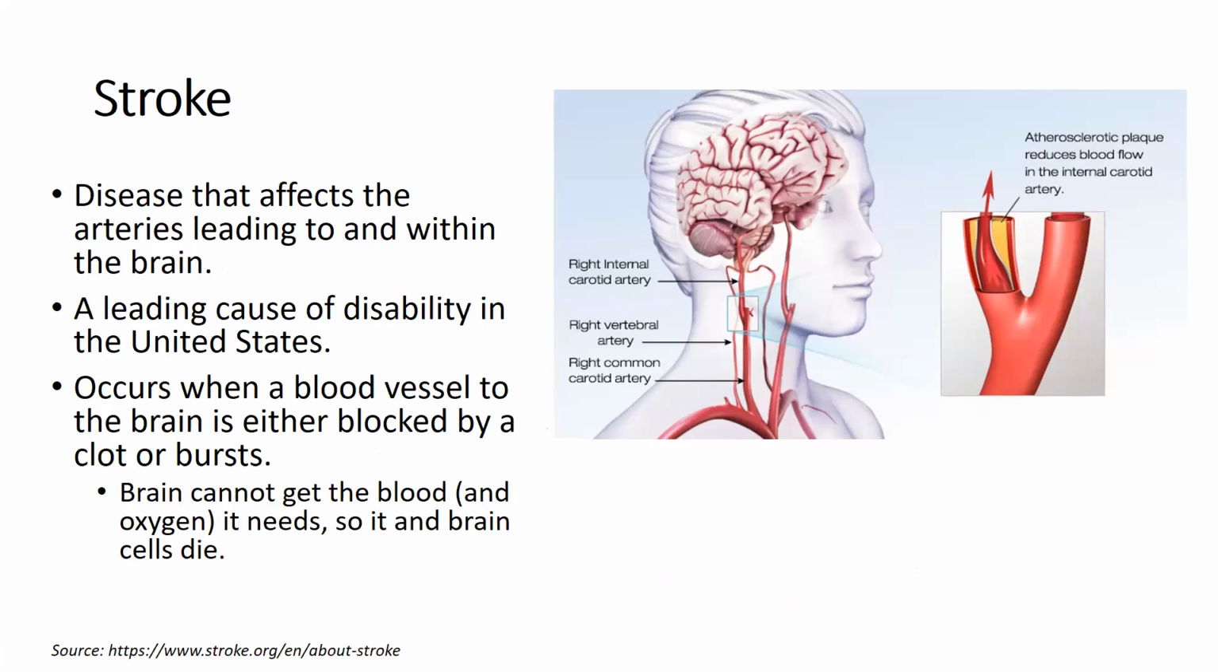So the heart attack has a parallel in the brain, which would be called a brain attack. This is a disease that's affecting all the arteries leading to and within the brain, and it is actually the leading cause of disability in the United States. Similar to when a coronary artery is blocked, when a blood vessel leading to the brain is blocked, this is when a stroke occurs. So the brain is not able to get the blood and oxygen it needs, and this is where tissue begins to die.